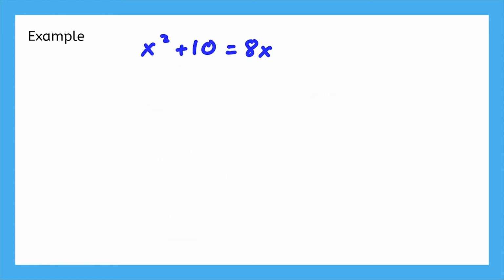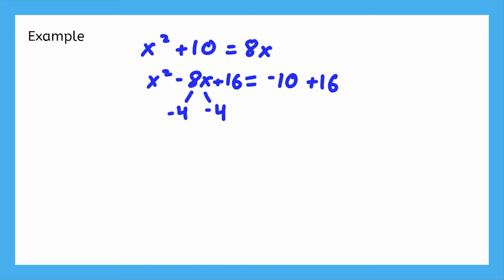Here's our next example. In order to use completing the square, the x term has to be subtracted so it's on the same side as x squared. And we'd need to make room for the new constant by subtracting the original constant over to the other side. Half of -8 is -4, and if we square that, we get +16. Add 16 to the other side to keep it balanced. Now we can factor the perfect square trinomial into a squared binomial, x minus 4 squared.